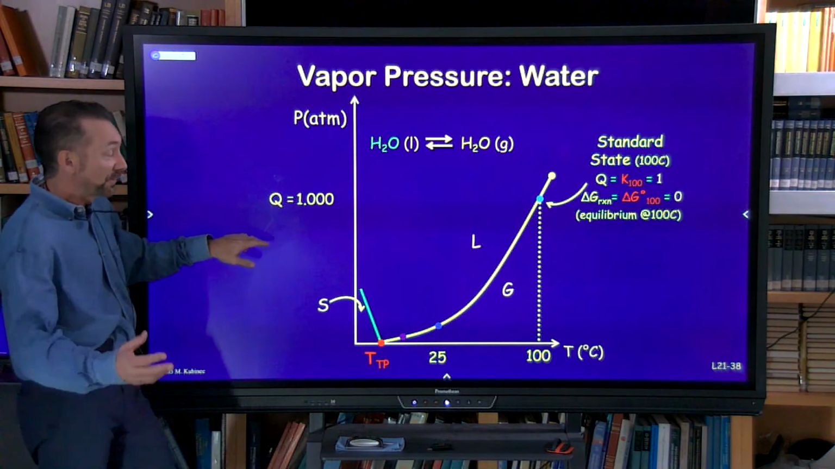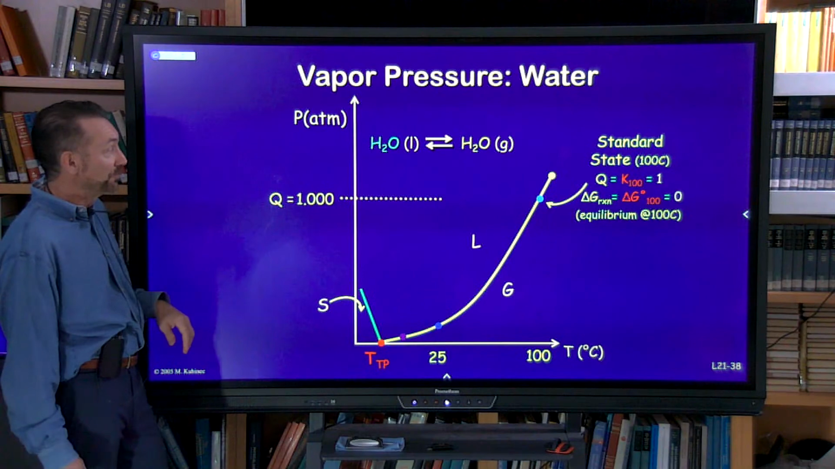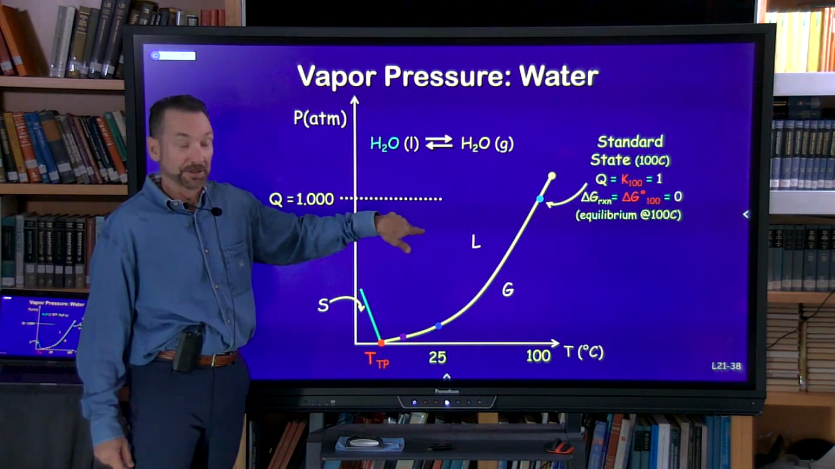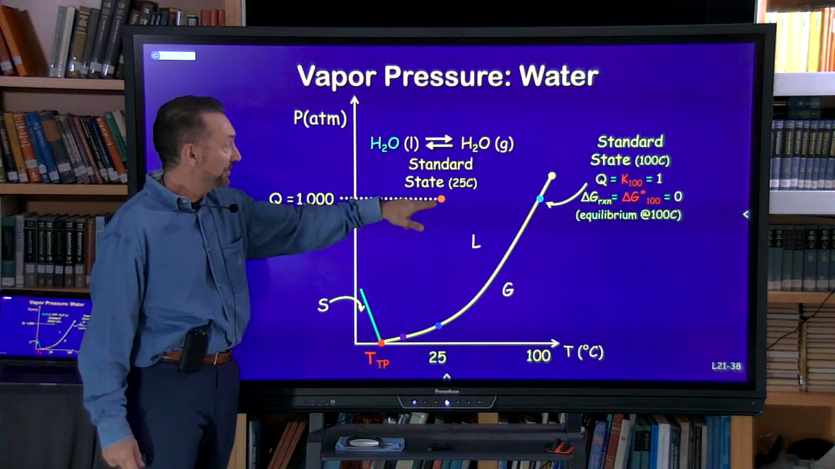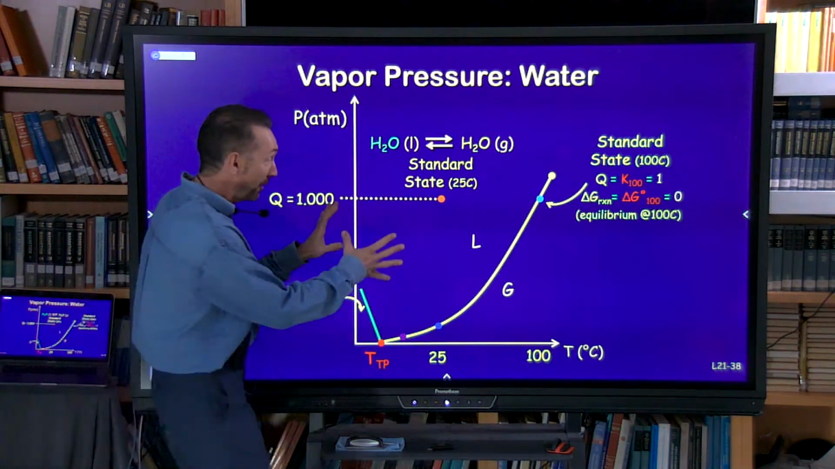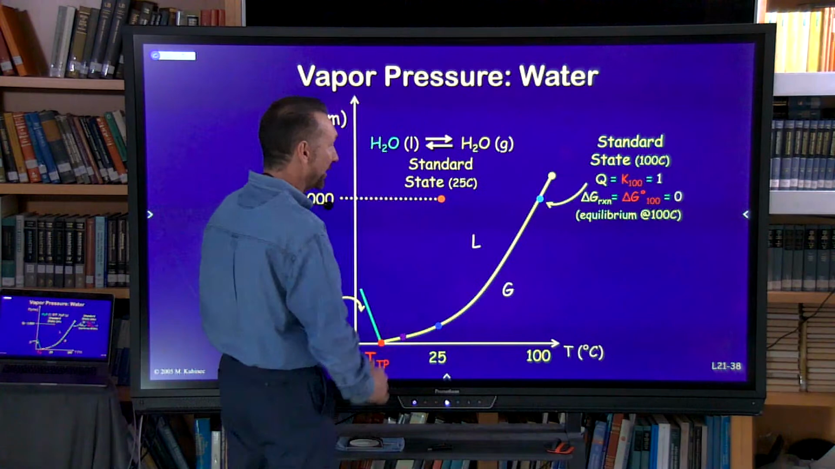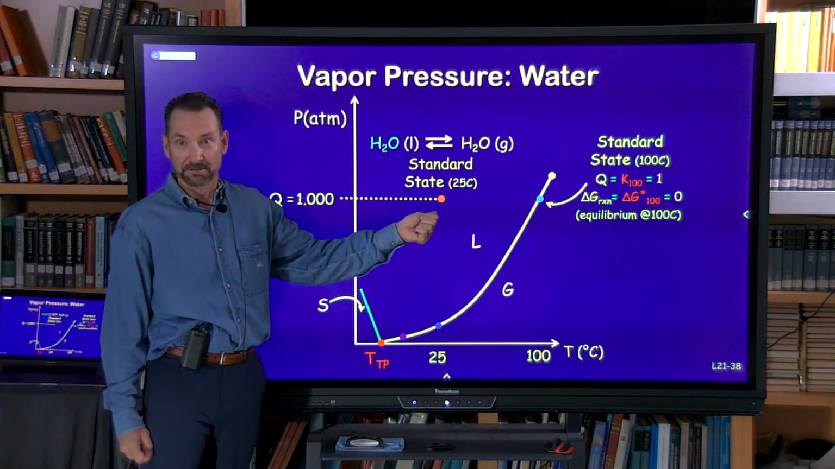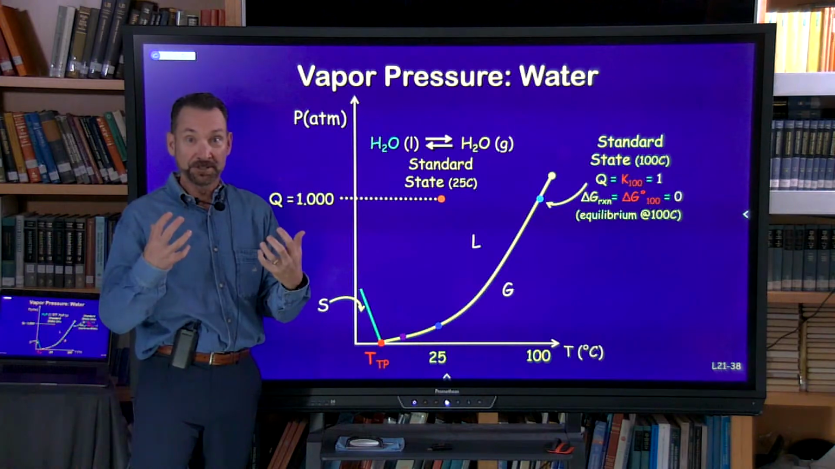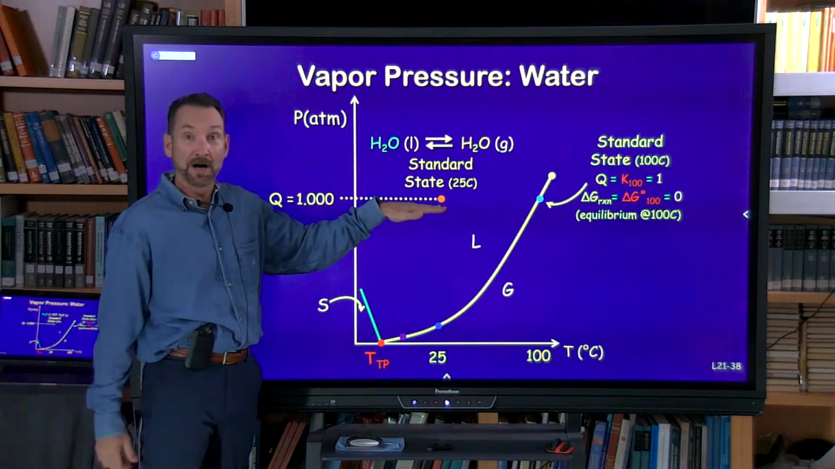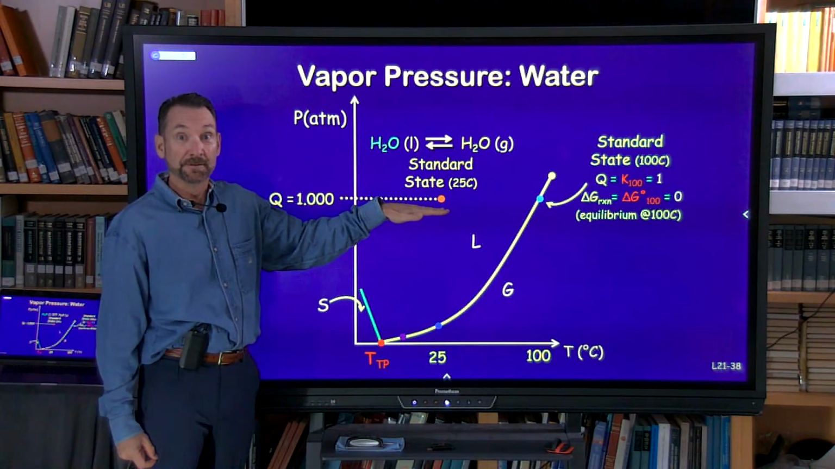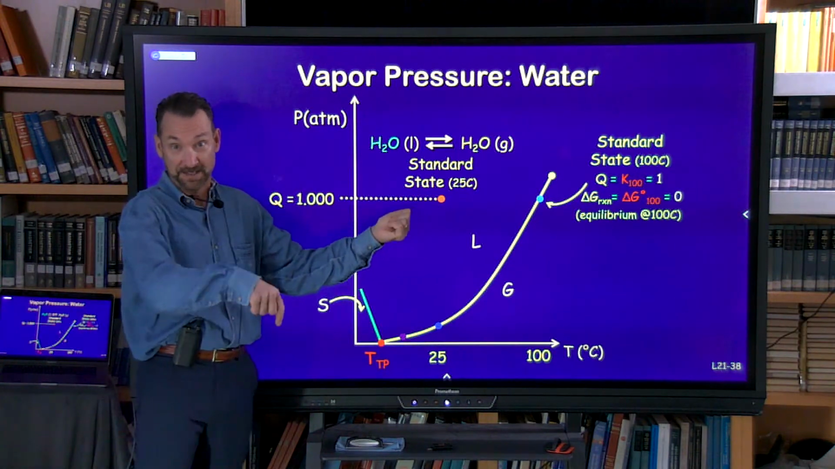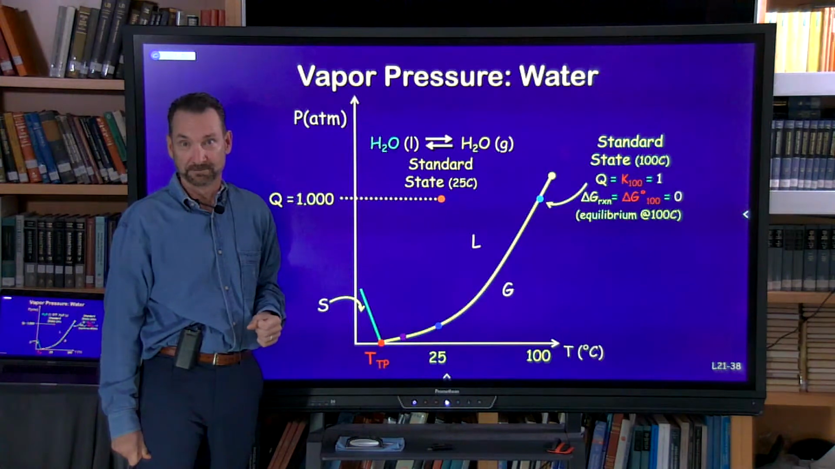But we often talk about 25 degrees C. We talk about room temperature, but we can still talk about the standard state at room temperature. So let's go to the standard state at 25. And now we have this feeling from our phase diagram that it's the liquid that's favored under these conditions. So we're getting 2 sources of input. If we have 1 atmosphere of vapor at 25 degrees C, it's the liquid phase that is favored.